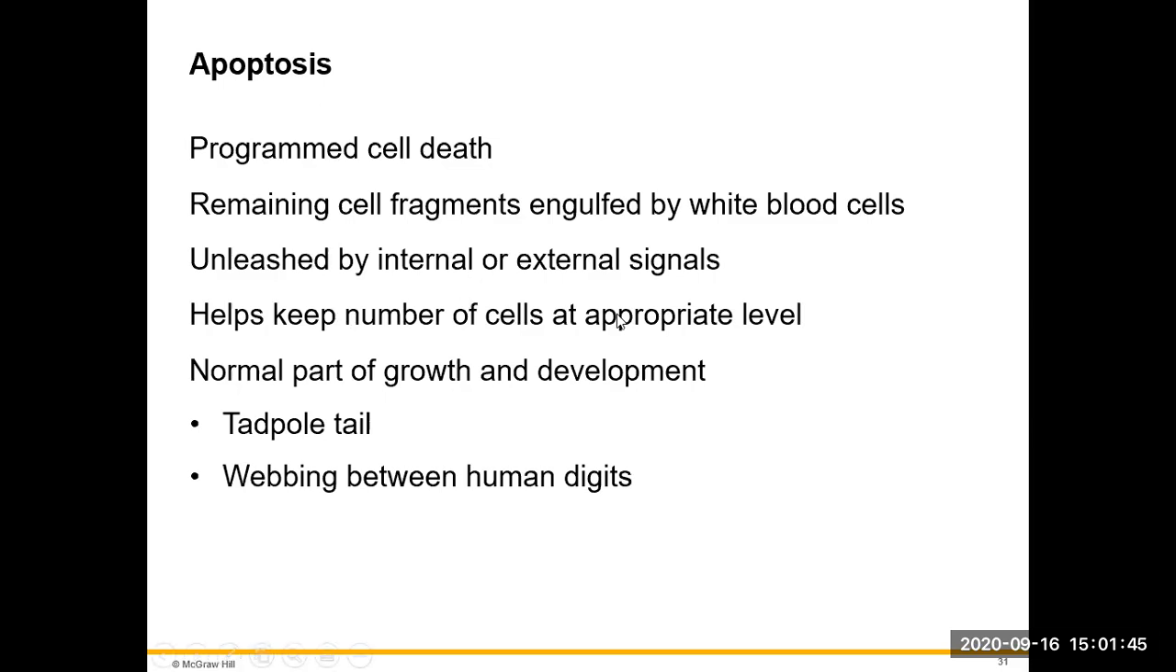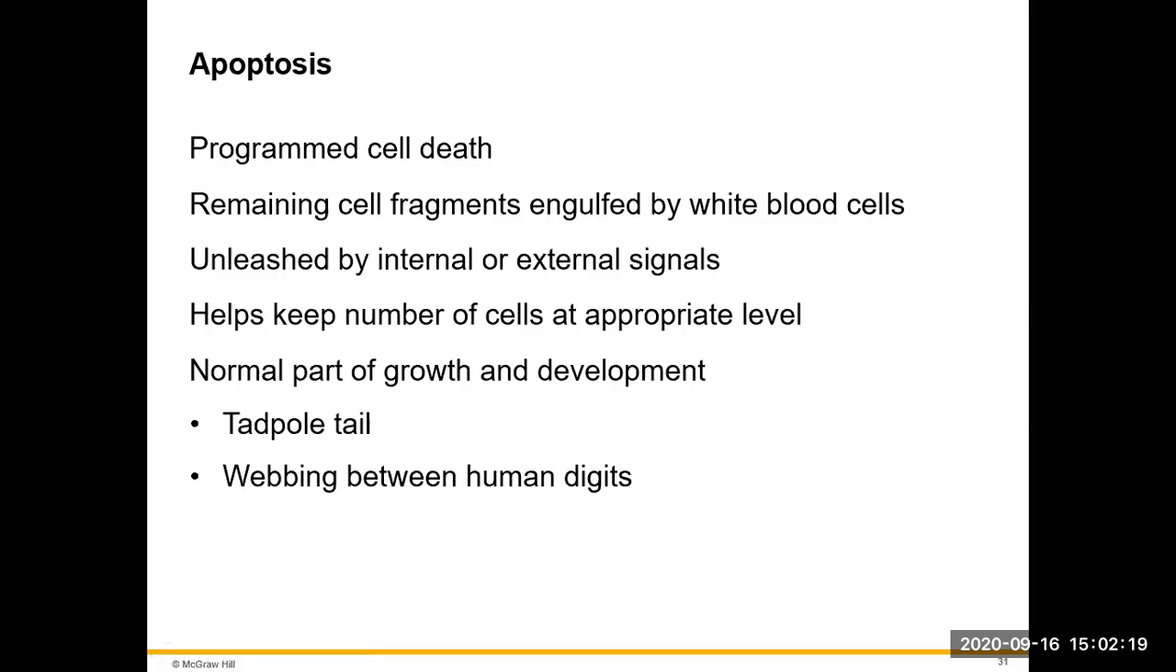Apoptosis helps to keep the number of cells at an appropriate level. If there is no programmed cell death, that means cells are giving rise to a lot of daughter cells and still the parent cells are living. That means we are going to have an unusually high number of cells, which might lead to a lot of abnormalities, and at the end of the day, the death of the organism. They are a normal part of growth and development.